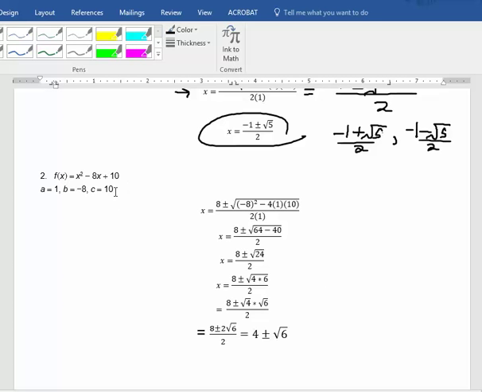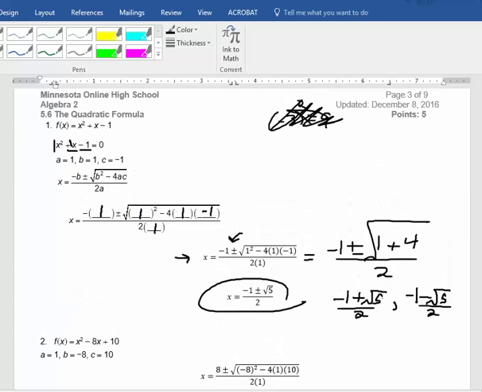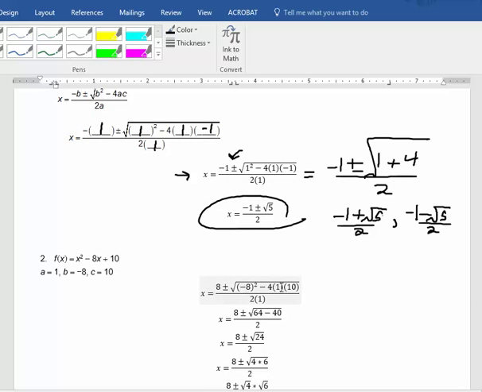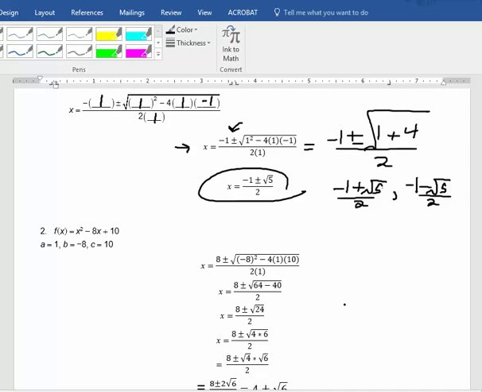Okay, number 2, I've already got the solution here, but let me just talk through it a little bit. A is 1 because there's no number in front of the x squared term, so the coefficient is 1. B is a negative 8, not 8, negative 8, and c is 10. The sign in front of each number, each term has to go with it. So when you replace in your quadratic formula, which is at the top here, negative b plus or minus the square root of b squared minus 4ac all over 2a. When you replace all of those parts with a equals 1, b equals negative 8, and c equals 10, this is what you should get.